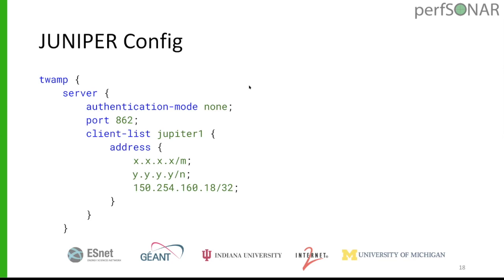You can run TWAMP. So TWAMP is like a WAMP, we said. So it also has an authentication mode if you want to secure your TWAMP session. Here it is disabled. And then we have a client list. And this is where you define which TWAMP client can do measurements towards your TWAMP server.